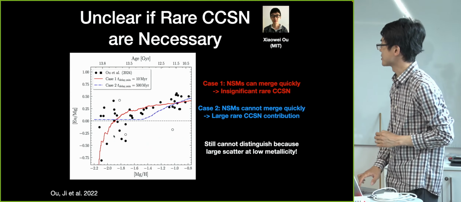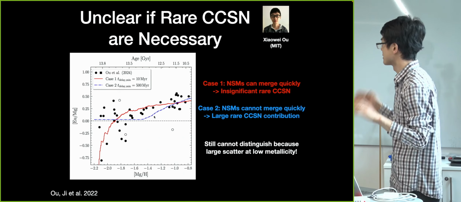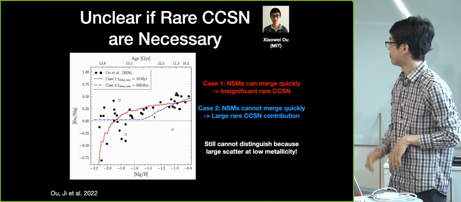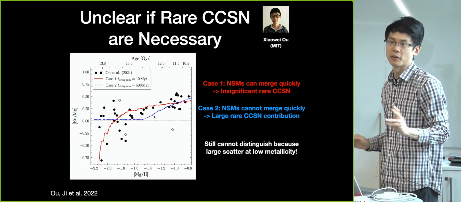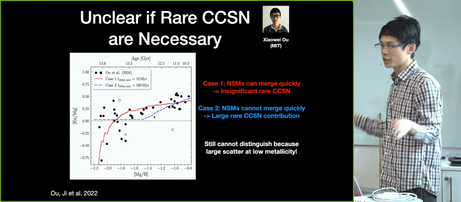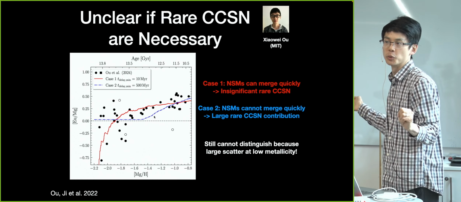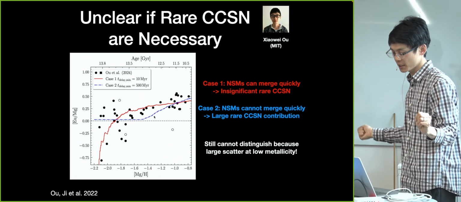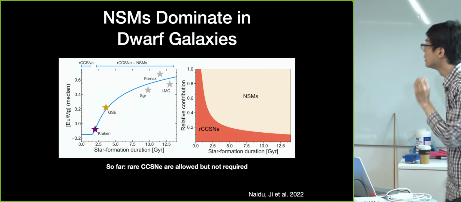So, the obvious thing is, let's get more data inside of this. This is what people are working on right now. But this is sort of the state of things right now. We require neutron star mergers, but it is still unclear if core collapse supernova provide a contribution at early times.